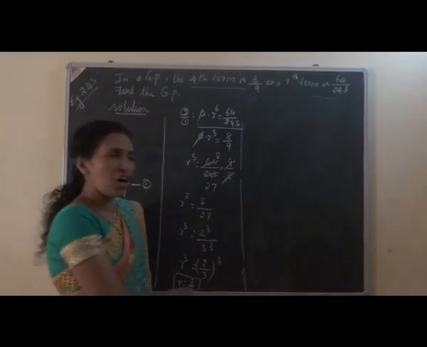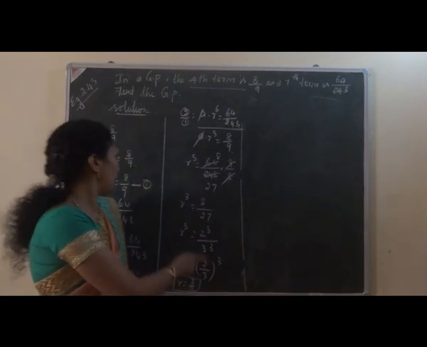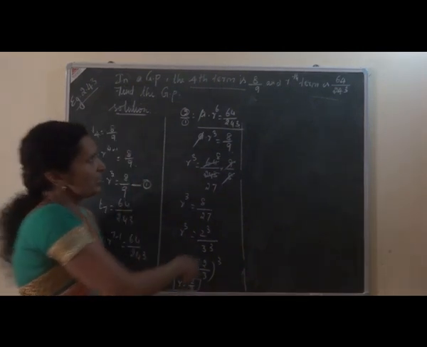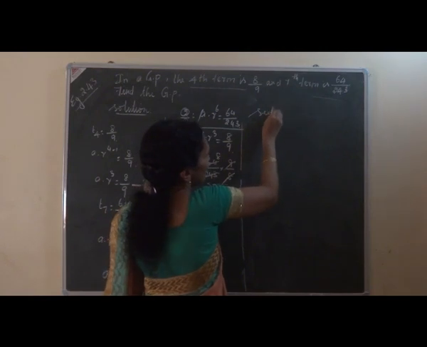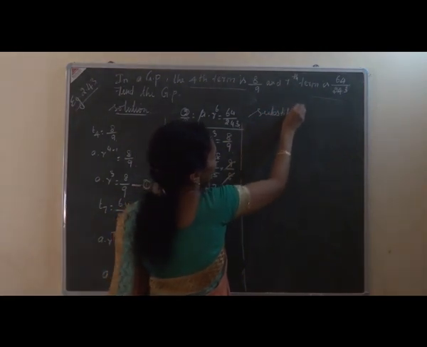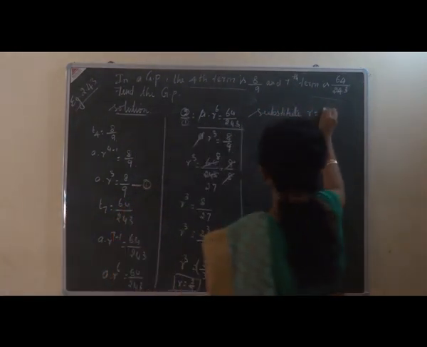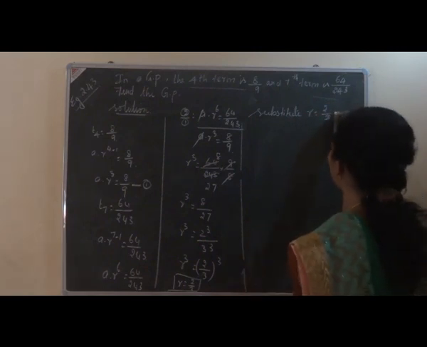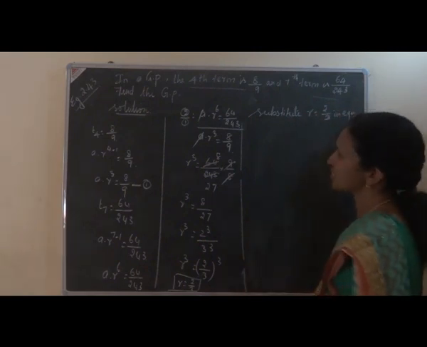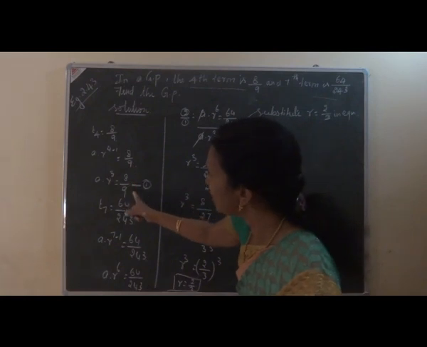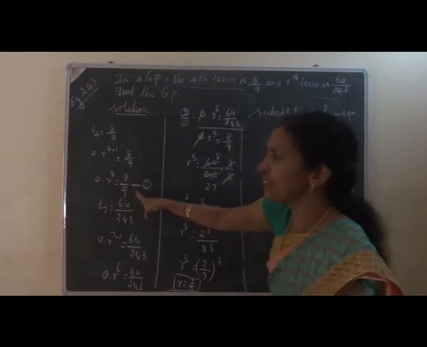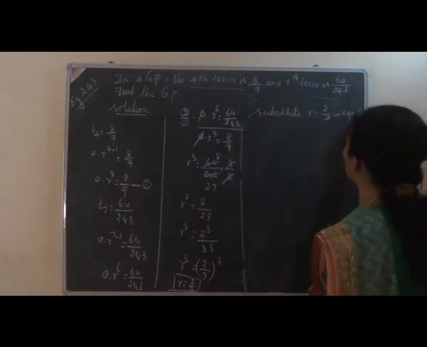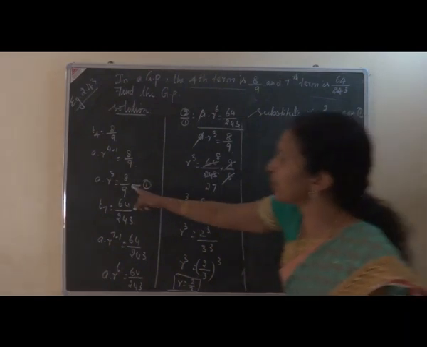Now substitute r equal to 2 by 3 in any one equation. Which equation should we take? Shall we take the first equation? Yes, equation 1. Now you simplify here.